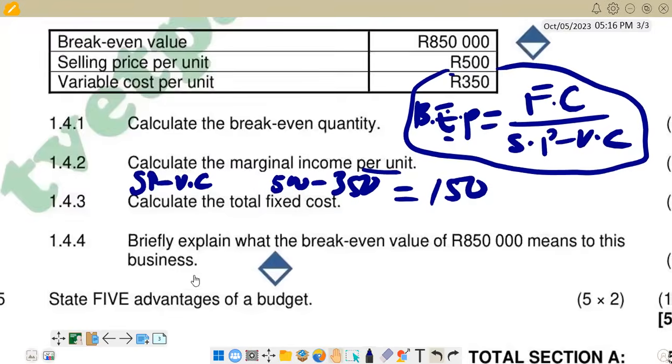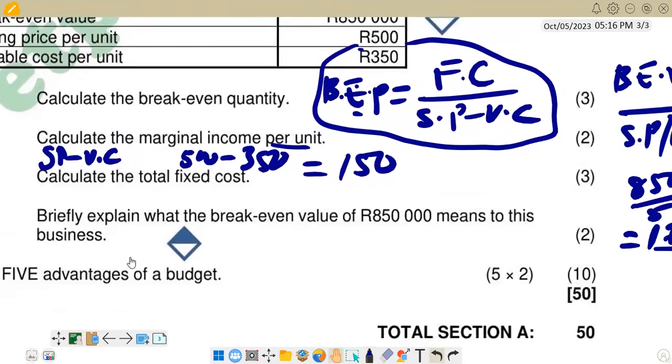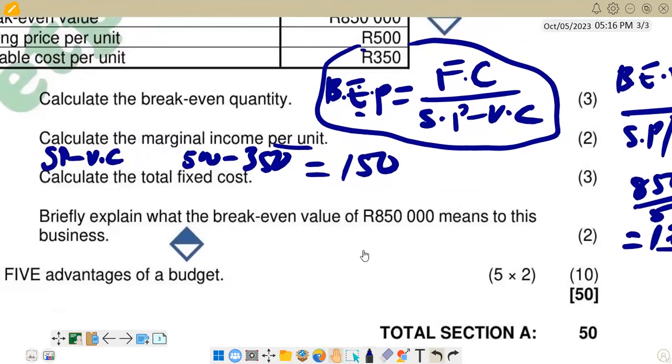Briefly explain what the break-even value of 850,000 means to this business. Basically, at the break-even point, that's when the sales revenue is equal to total costs. So the business is not making a profit, nor is it making a loss. It means total sales revenue minus total cost is equal to 0. So that's what it means. The question is saying, briefly explain what the break-even value of 850,000 means to this business.